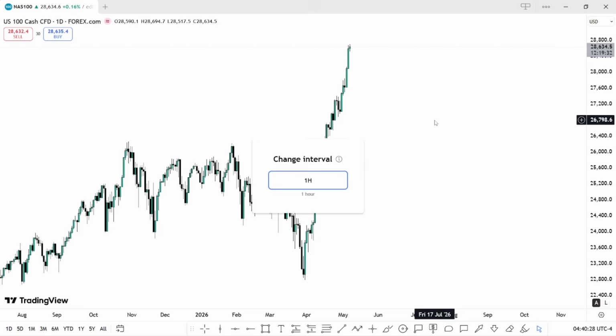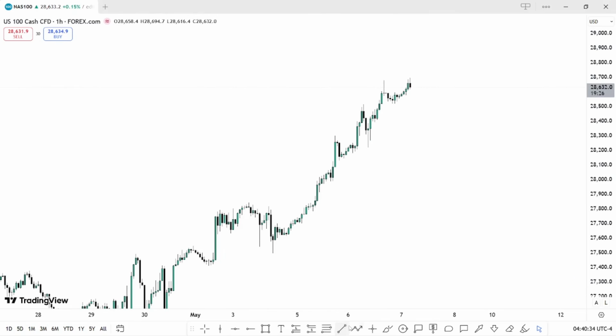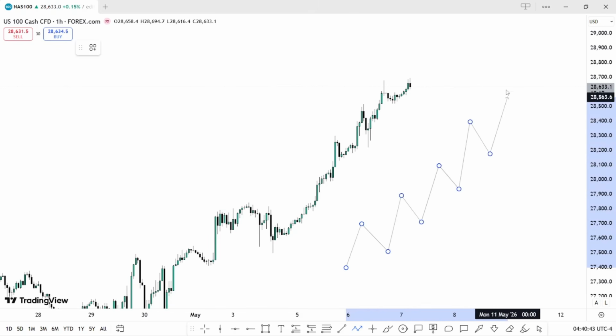So straight to the hourly time frame, and what you want to use to confirm this is order flow. Since price is bullish, the type of order flow you want to be seeing is bullish order flow, something like this, creating higher highs, higher lows, higher highs, higher lows, just like this.